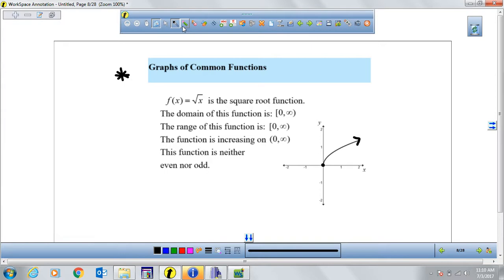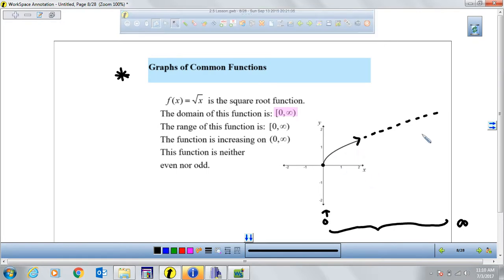Now, on this one, the domain is not negative infinity to positive infinity. Keep that in mind. So what do we see the domain is on this one? It is 0 to infinity, because it starts from 0 right here, and then it keeps going to the right, all the way to infinity. It just keeps going and going and going, right? So that's where all the values of x are in the graph.